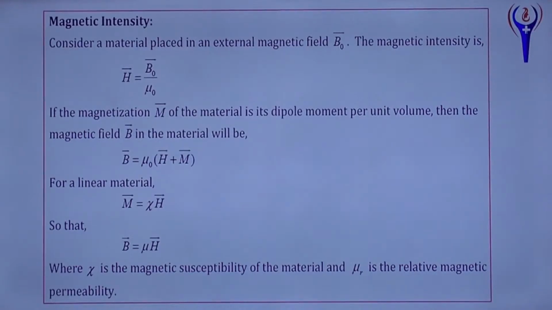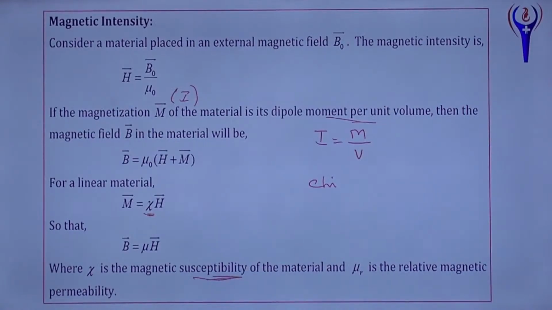M is the magnetization or intensity of magnetization. Its other name, intensity of magnetization, is also denoted by a symbol I. I or M is the intensity of magnetization. For that, what is the formula? Intensity of magnetization is nothing but magnetic moment per unit volume. Then, for a linear material, M equal to chi into H. This is called chi, and it is called magnetic susceptibility.